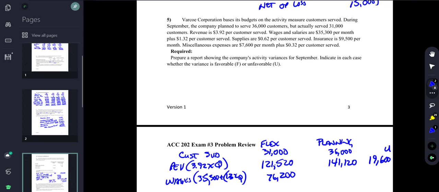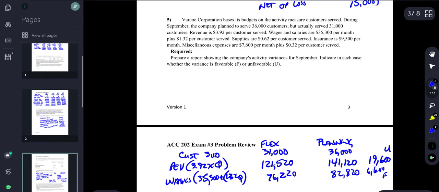Or 220, I'm sorry, I left one of those off. 76,220. And for the planning budget, we have 82,820. We have a variance between the two of 6,600. What we need to know is whether this is favorable or unfavorable, and since the flexible budget is less than the planning budget, this is going to be favorable.